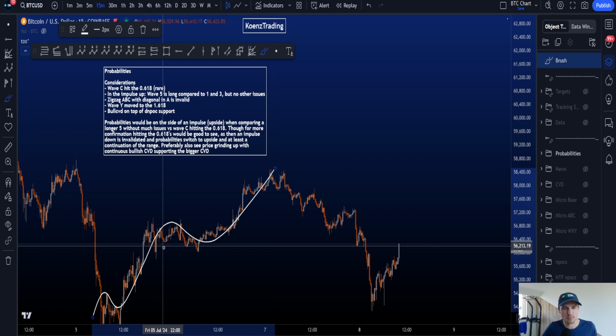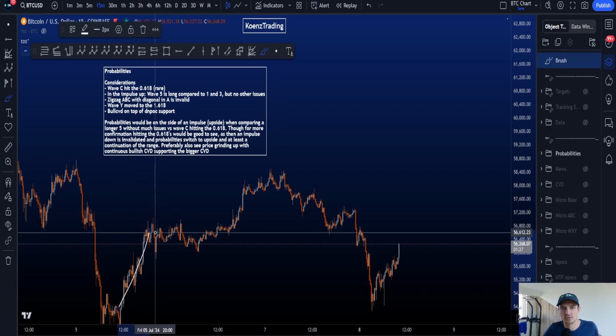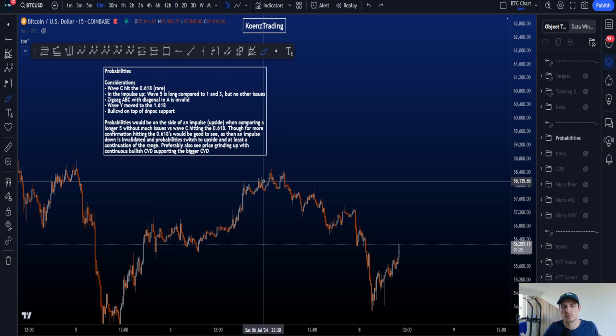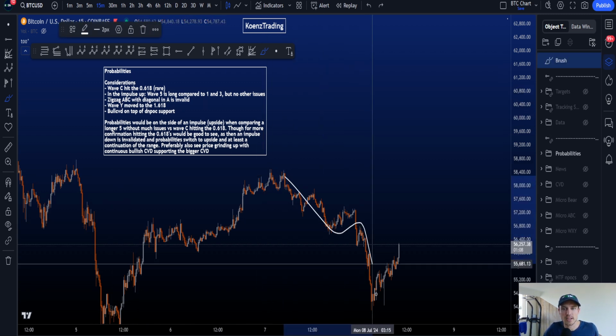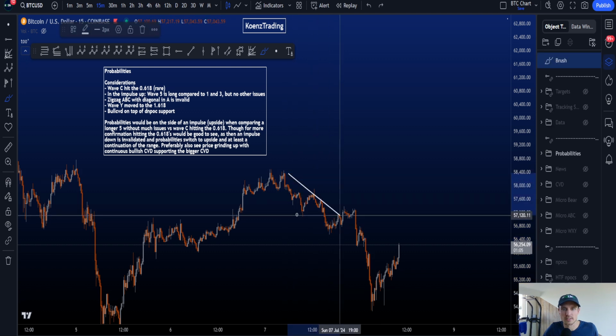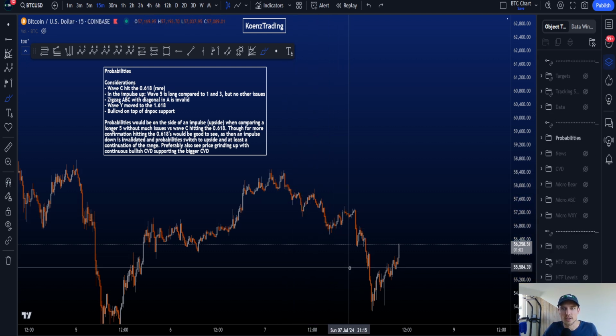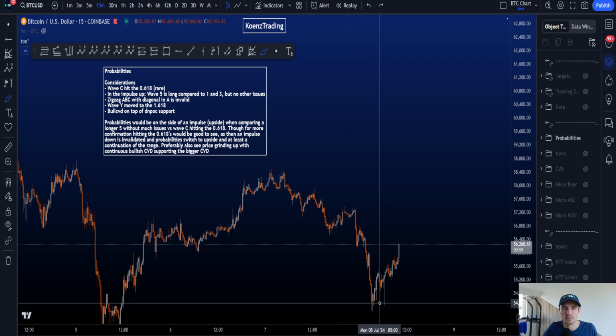And generally, when a wave 3 is the extended structure, wave 5 tends to move towards equality with wave 1, meaning quite similar to wave 1 in time and price, which of course is not the case, but there's not necessarily an issue with the impulse to the upside. It follows the rules that we want to see in an impulse. And in a zigzag A, B, C to the downside, the diagonal over here, as explained, is not valid. Wave Y moved to the 1.618, but we do have bullish CVD on top of support.